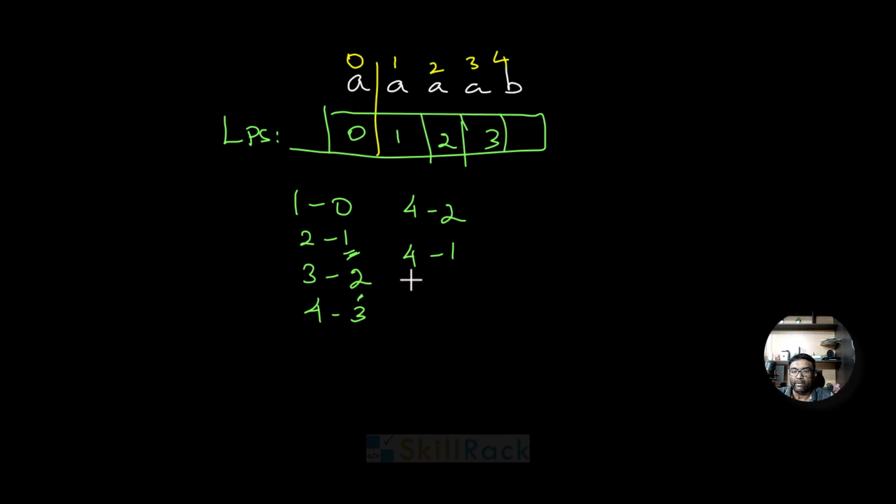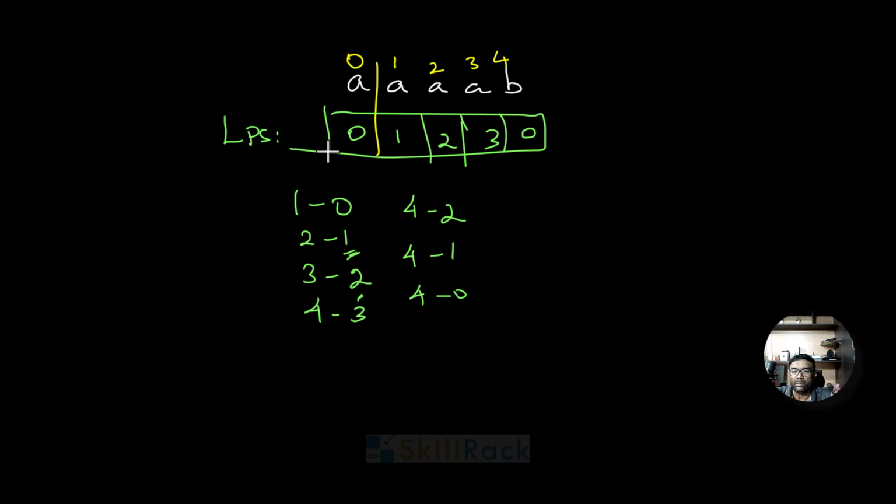Then you go to the previous one, 4 and 0. They are also not matching. Now before 0 you cannot go. So only at this point you should yield and say, okay, I am not able to find a match, and put a 0 here. This is the idea of forming the LPS.